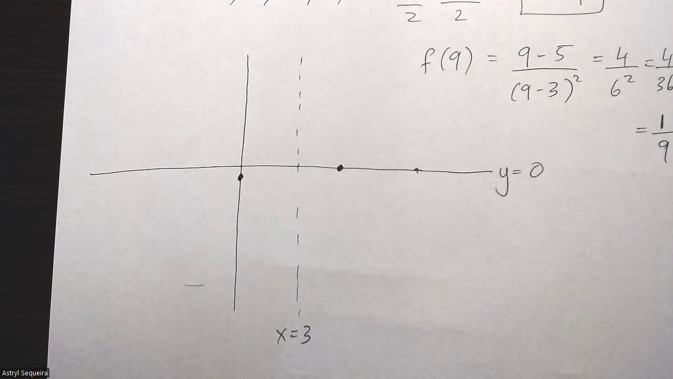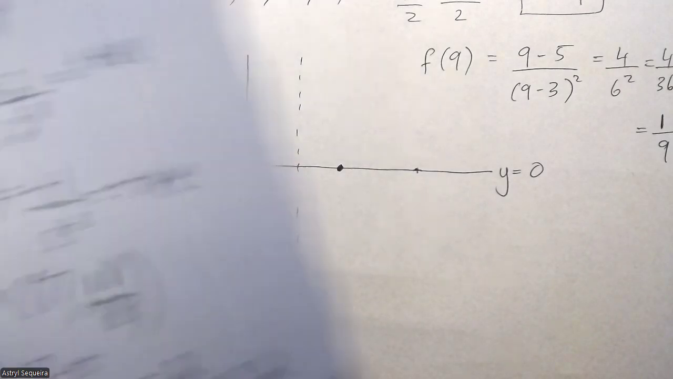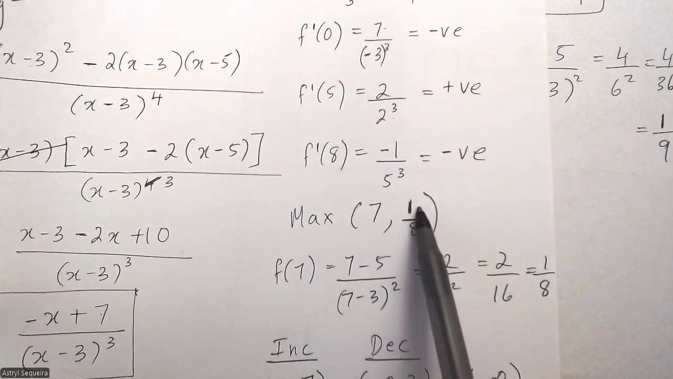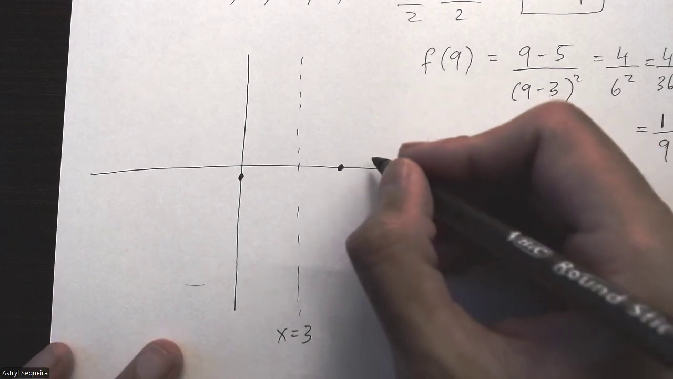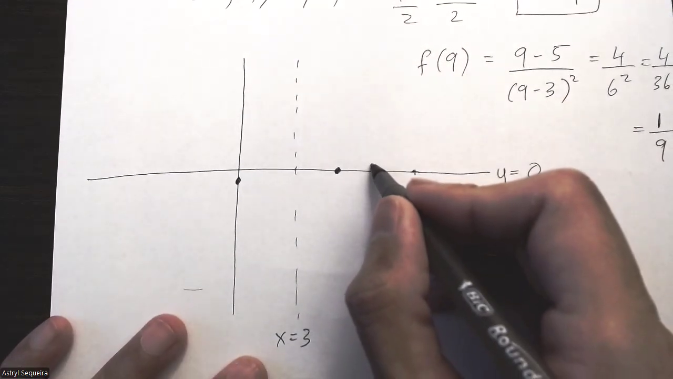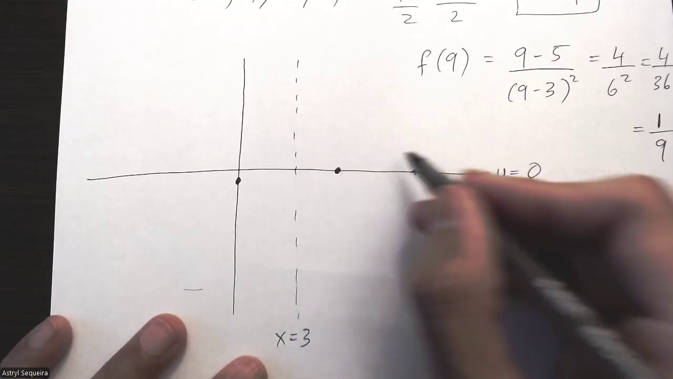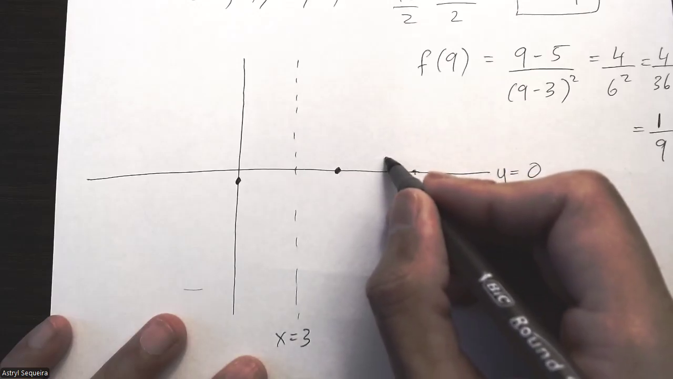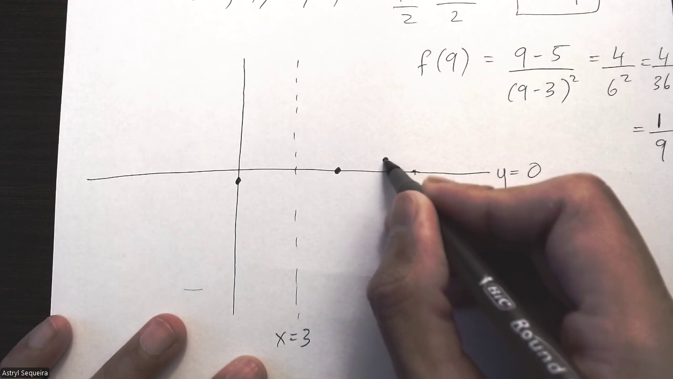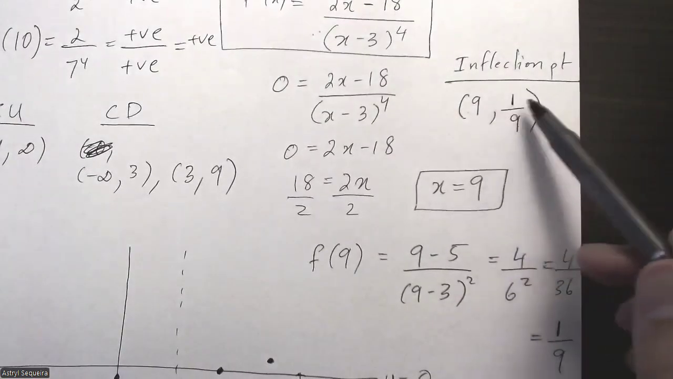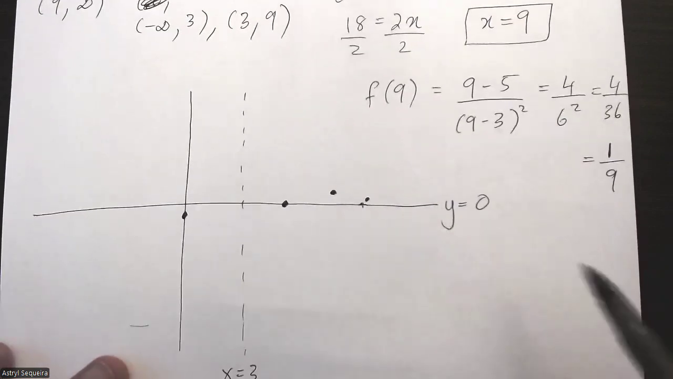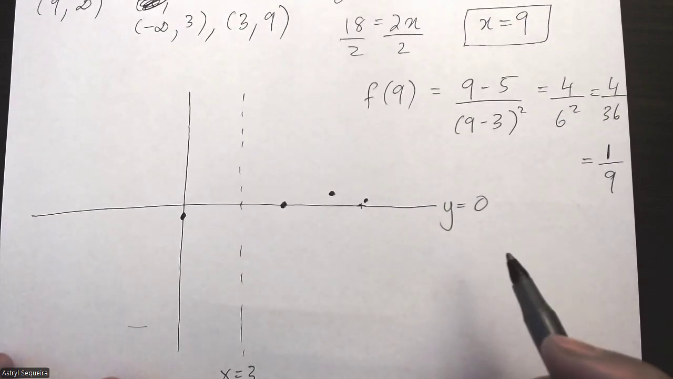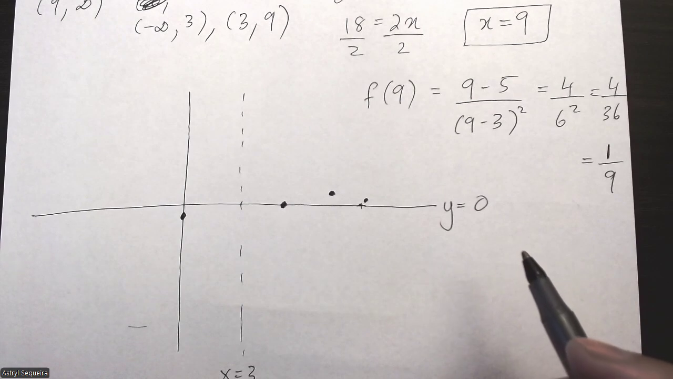Then we want to do critical points. We have one critical point here in this question. It was a maximum of 7, 1 over 8. So 7 and 1 over 8 is 3, 5, 7, somewhere over here. And then we have an inflection point at 9, 1 over 9, which is basically like somewhere over there. Again, this is just a bit approximate. So this is what we have over here in terms of the information. So how can we draw this?